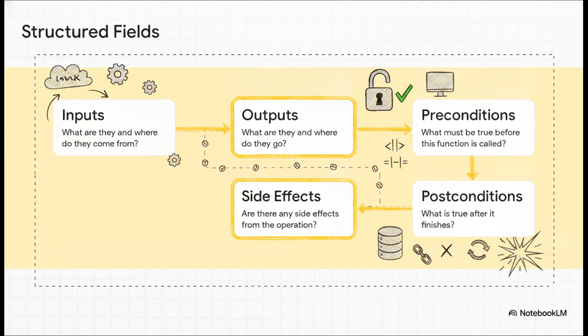Every single time you define a function, you must document these specific fields. 1. What are the inputs and where do they come from? 2. What are the outputs and where do they go? 3. The preconditions, meaning what must be true before this function is called. 4. The postconditions, what is true after it finishes. And 5. Are there any side effects? You're going to be using this exact checklist in your own university projects to ensure your specifications are completely bulletproof.